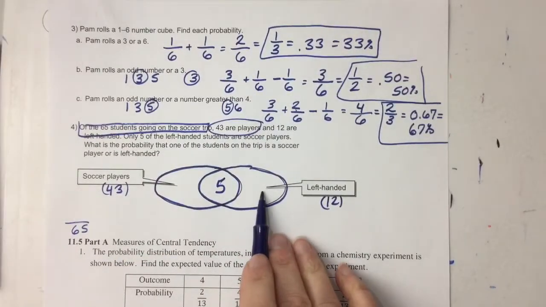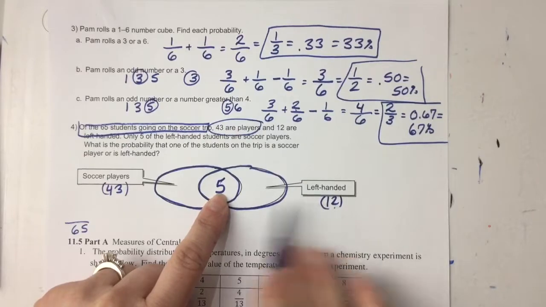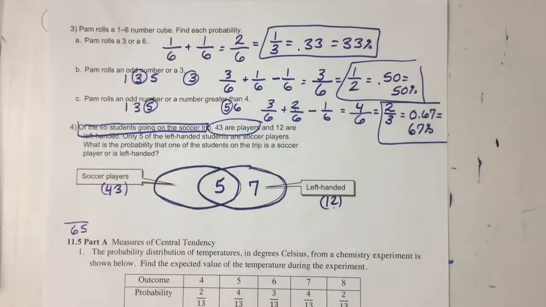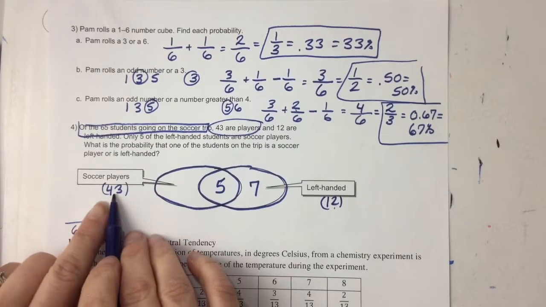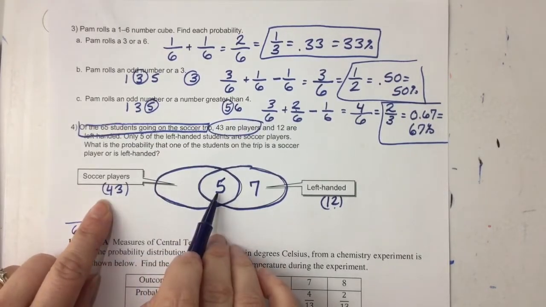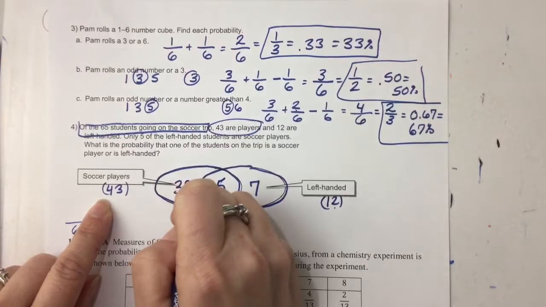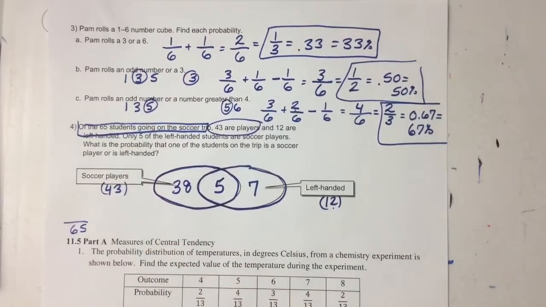So how many people are left-handed that are not soccer players? Well, 12 minus 5 is 7. How many of the soccer players are not left-handed? There's 43 players. 5 of them are left-handed, so 38 of them are right-handed.